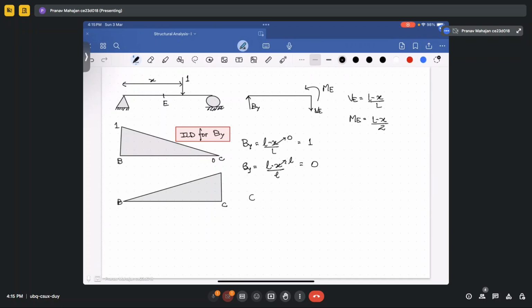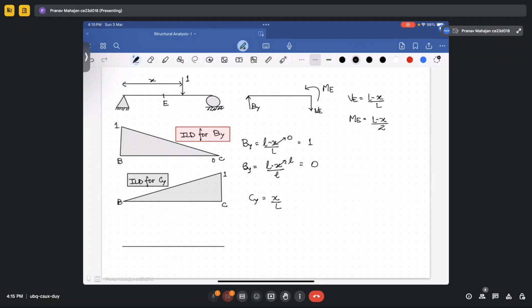Okay, because you utilize the concept of Cy is equal to h upon L. At h equal to 0, it is 0. At h equal to L, it is 1. So this will be your ILD for Cy. Okay, now let's move to draw the ILD for shear force at a particular point.